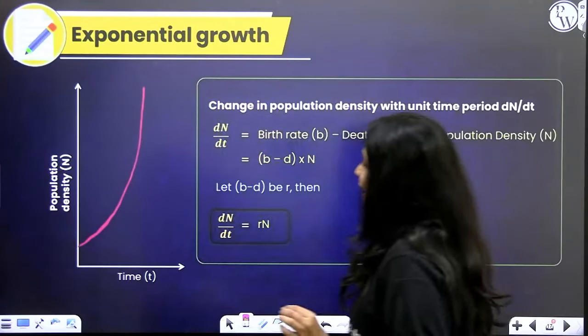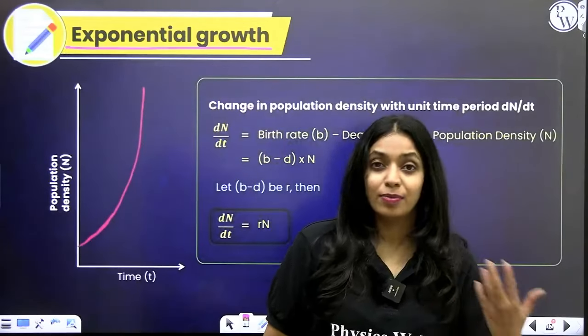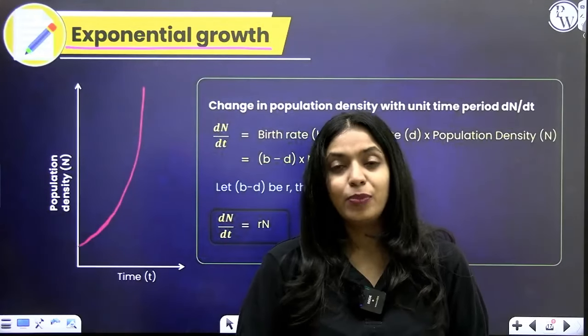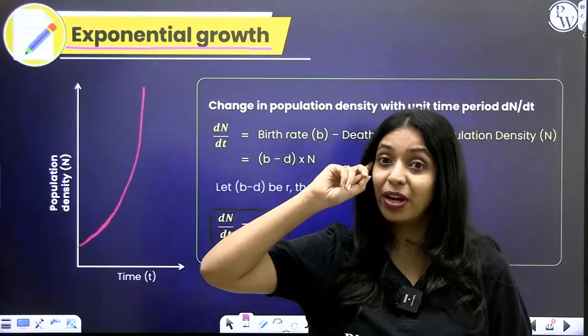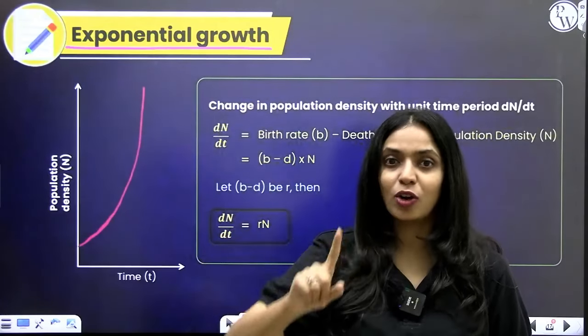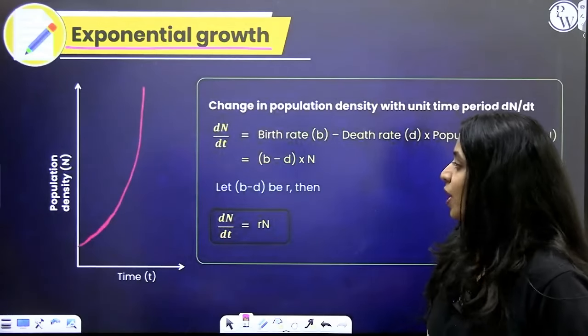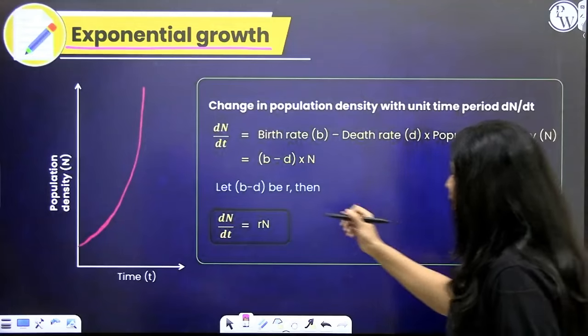First, let's talk about exponential growth. You know what exponential means, right? You've learned in 11th grade, in plant growth and development, how exponential growth happens, geometric growth, arithmetic growth rate, and all of that. What you're going to learn here is very similar to that. Okay, so what happens here? Change in population density is dN by dt.